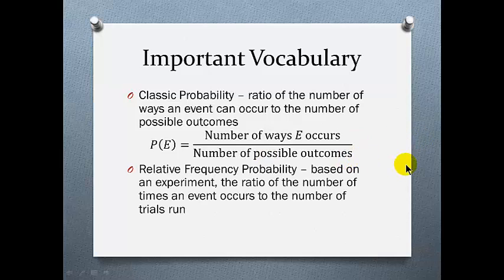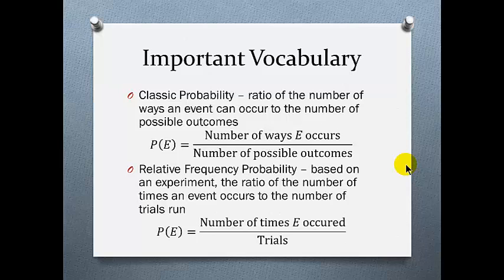Relative frequency probability is really similar. It is based on an experiment, though. So instead of just saying there's a coin with heads and tails, I'm going to flip this coin 1,000 times and see if it really is a 50-50. It's the ratio of the times the event actually occurred to the number of trials run.